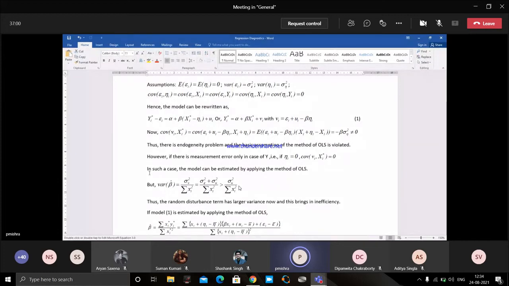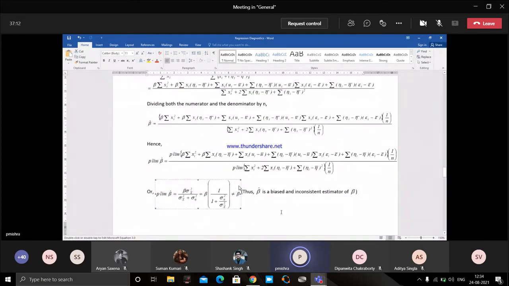On the other hand, if we are committing a mistake in measuring the independent variable, what the subsequent derivation basically shows is that the OLS estimator will now become biased and it will also become inconsistent.